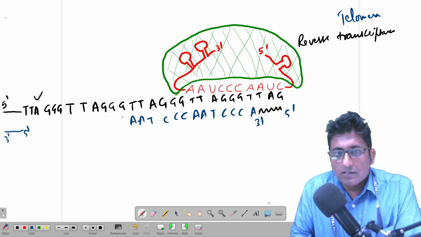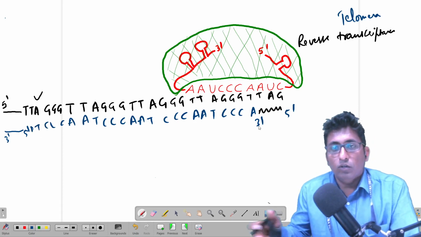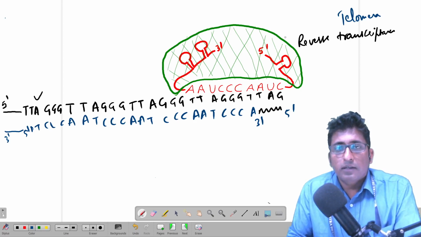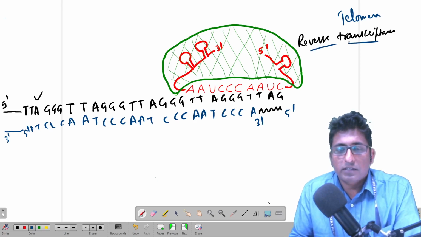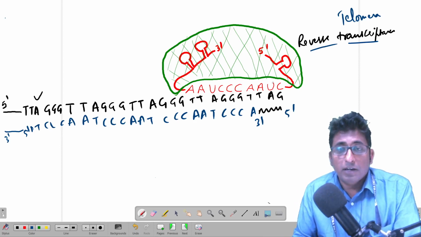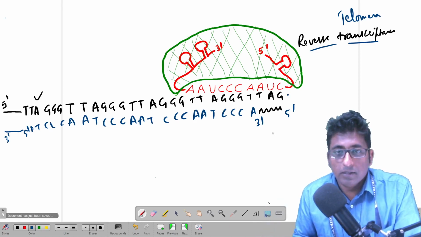What we need to appreciate is the ingenuity of how the evolution of such an enzyme happened, and how it keeps maintaining the telomere size. So quickly, telomerase is an RNA dependent DNA polymerase. It's something similar to that of reverse transcriptase. It has an RNA component, and the RNA component does act as a template for the extension of the overhang, and based on that the other one is made.